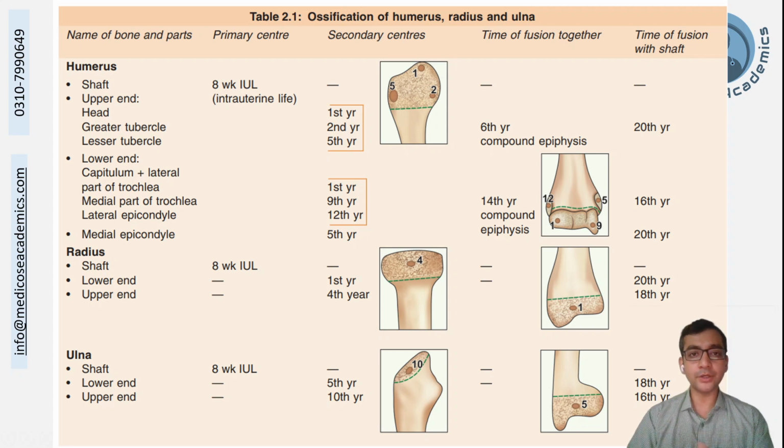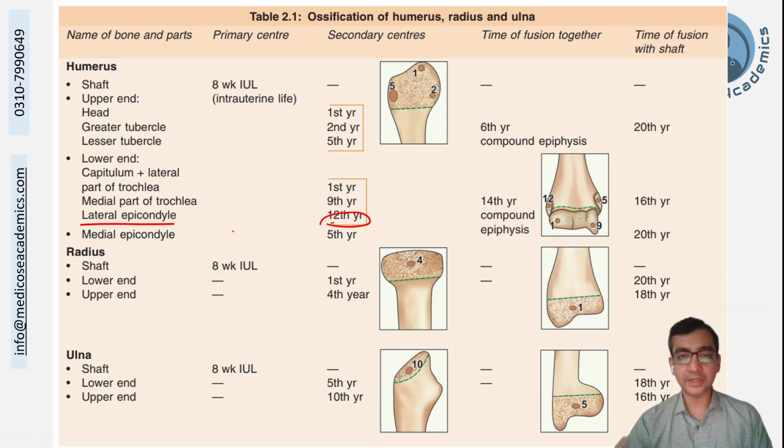I'm not going into the detail of explaining it to you because it's just for memorizing purpose. The one that is last to appear is the lateral epicondyle. It appears in the 12th year, and beware, in some past paper books, the correct answer frequently given is medial epicondyle. That is not the correct answer, and I'm showing you the proof here.